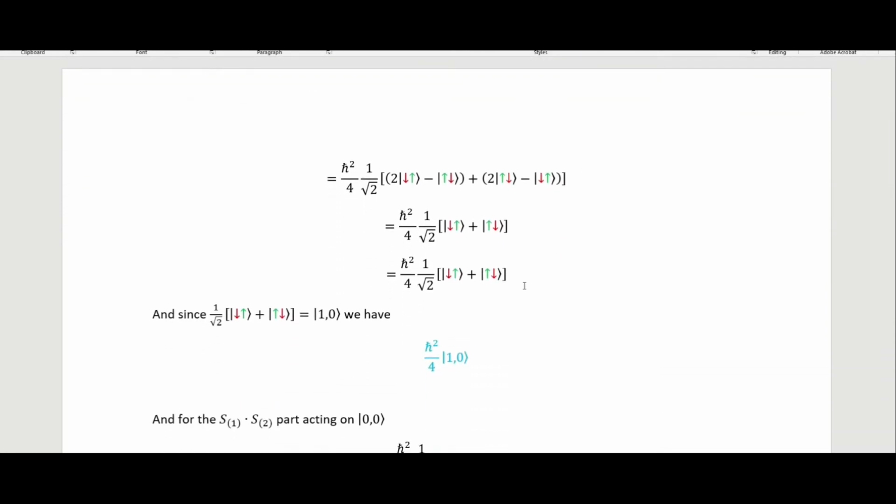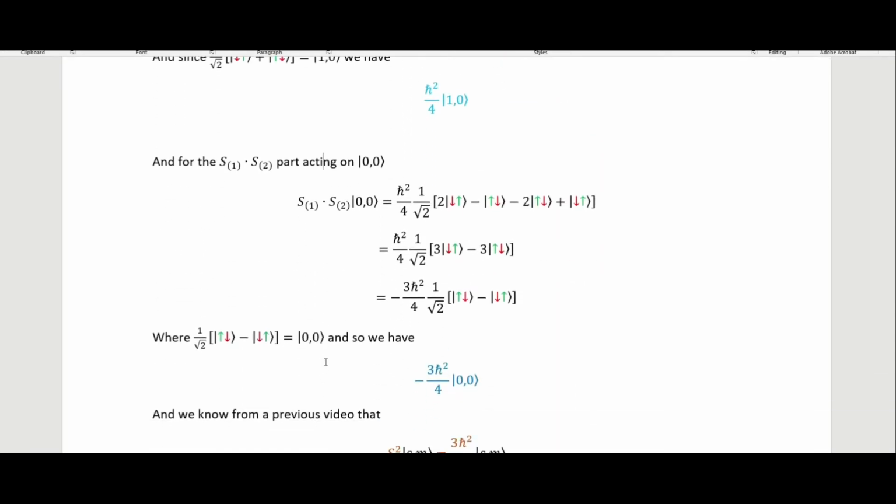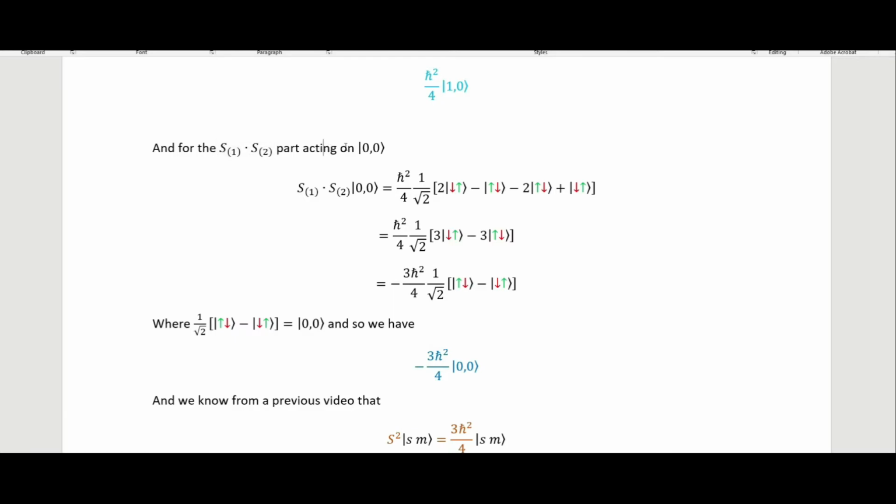Then we end up here. We kind of keep going down and we end up with this. But we see that this part here, this 1 over square root of 2 times these degenerate states, is just equal to the 1, 0. And so it's just this times our 1, 0 state. And so we can do the same thing for the 0, 0. We end up with this, which is just equal to our 0, 0. And so we end up with a minus 3h bar squared over 4 times our 0, 0.